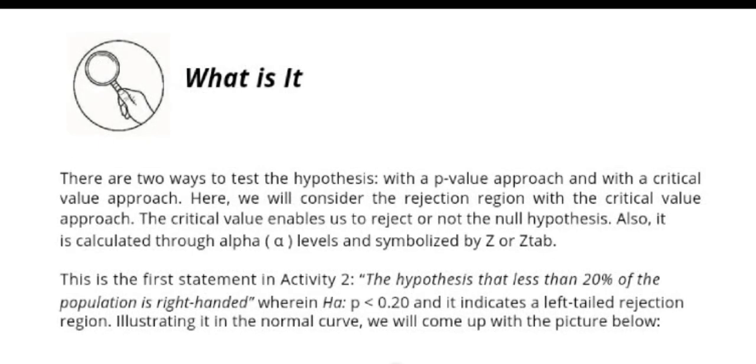There are two ways to test the hypothesis, with a p-value approach and with a critical value approach. Here we will consider the rejection region with a critical value approach. The critical value enables us to reject or not reject the null hypothesis. Also, it is calculated through alpha levels and symbolized by z or z tab.